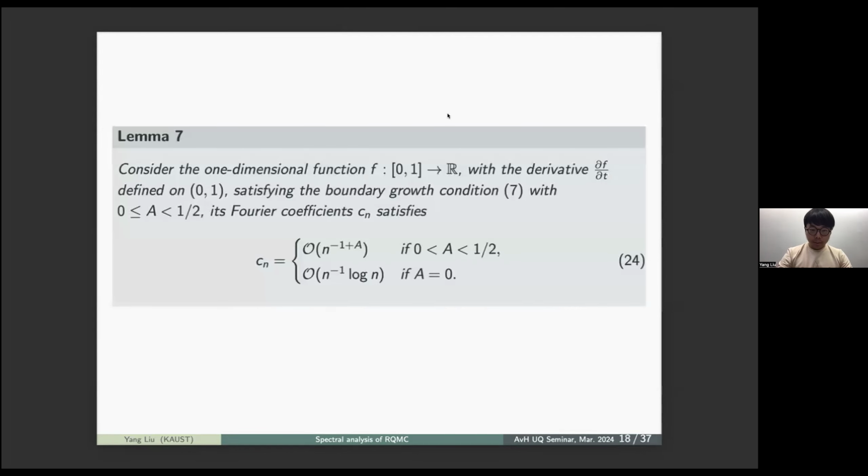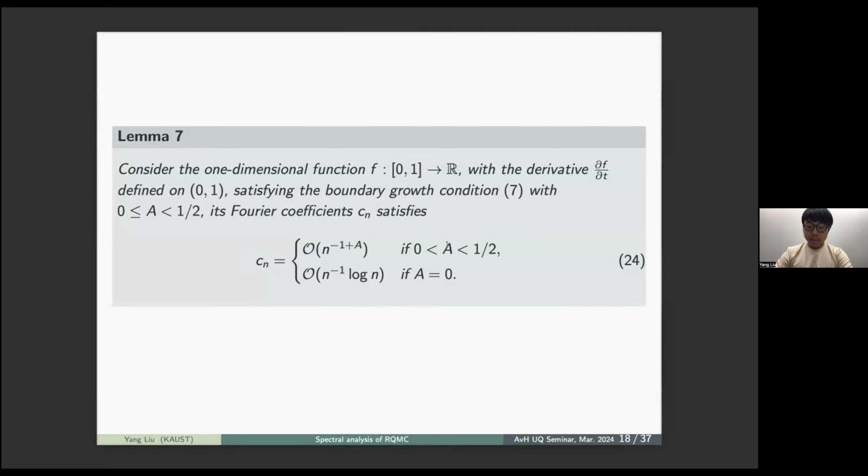So what we can prove is that, first, we consider the one-dimensional function f, which is not necessarily bounded. We have the derivative that satisfies the boundary growth condition, with alpha larger or equal than 0 and less than 1/2. We can prove that the absolute value of the Fourier coefficient satisfies this decay.